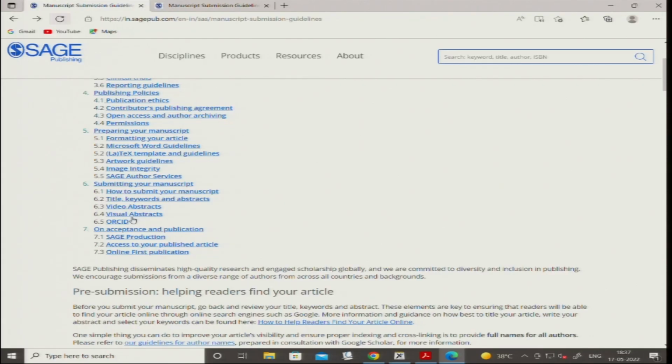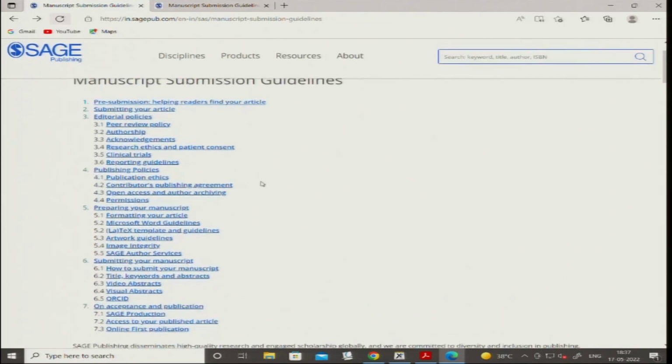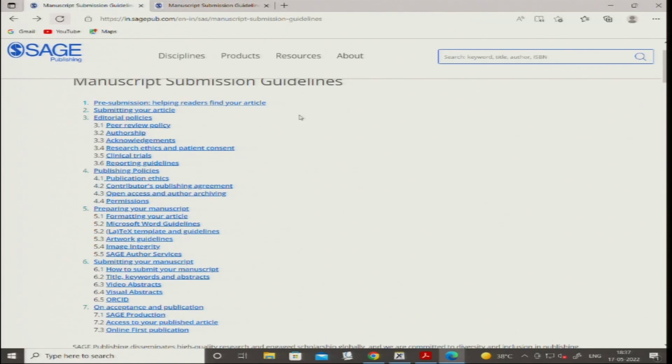So again, in the end, you understand about the acceptance and publication, how it is produced, and what are the licenses and copyrights that you have to transfer to the journal. So what I mean by this is not only publication ethics, but these are technical requirements. There are ethical requirements, publication requirements, technical requirements, and these are what I mean by the research and publication analytics.